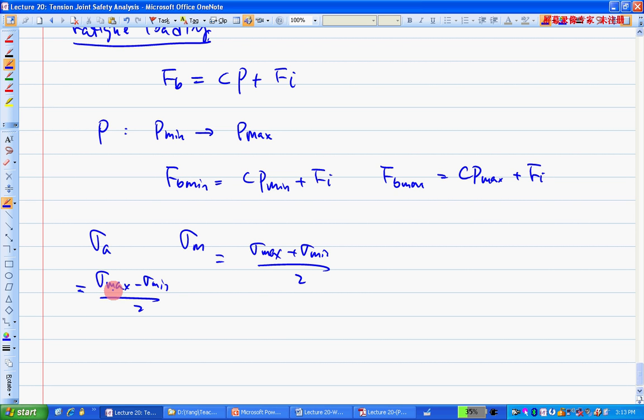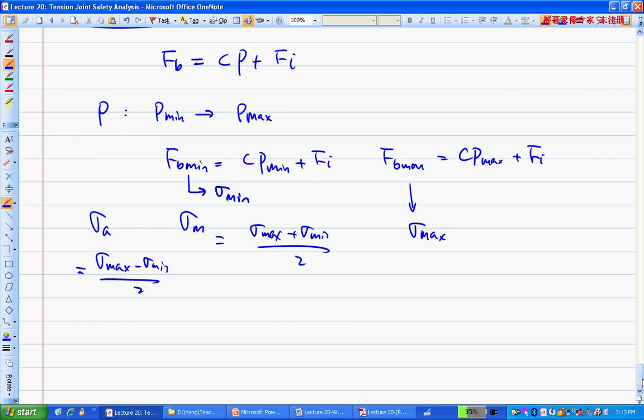And what gave us a sigma max? This yields sigma max. What gave us a sigma mean? This yields sigma mean. That's how you can get the alternating component and the mean component, because ultimately you have to apply the modified Goodman or Soderberg line, a different criteria, right? So if you use F max divided by AT, that gives you sigma max. So you can get sigma A and sigma M.